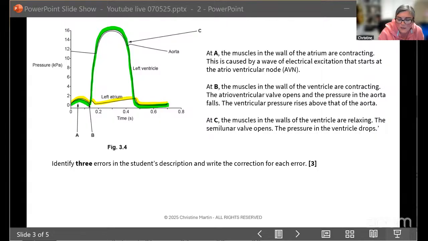So by using highlighters in your exam, it can help you visualize what's actually happening so that when you're looking at it, you can separate out each of the different parts. So here we have at A. So at this first point down here, at A, it says the muscles in the wall of the atrium are contracting. We can see that there is a contraction because we can see there's an increase in the pressure, and then there's a decrease in the pressure as well.